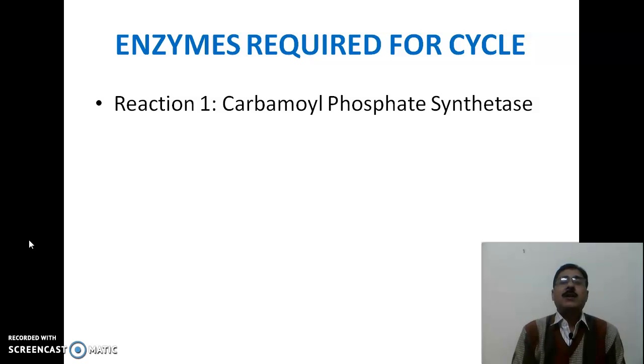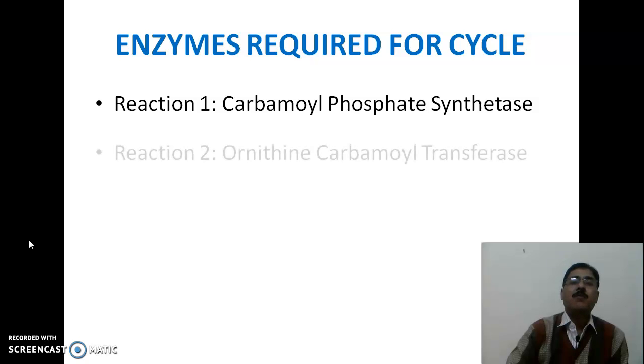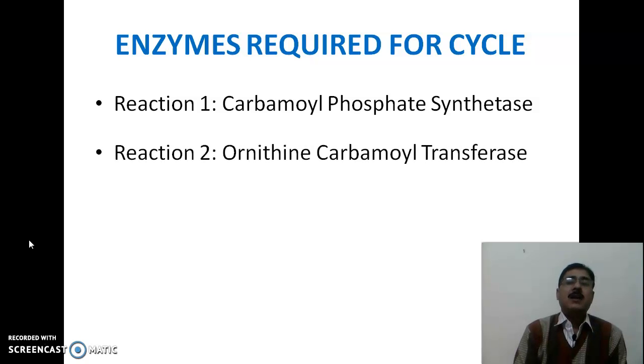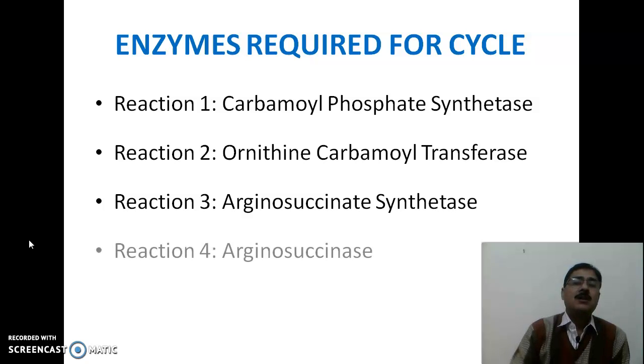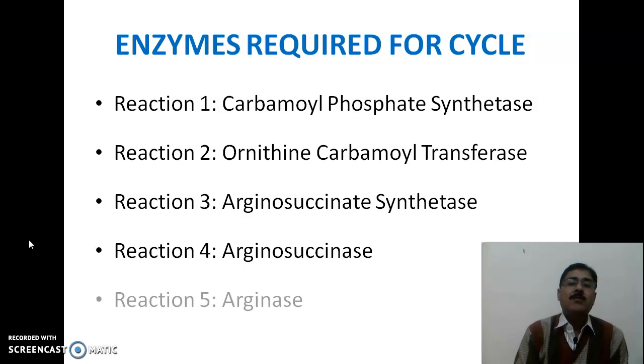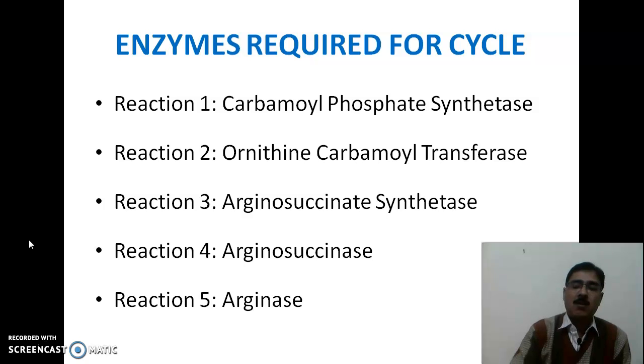So reaction 1 is the formation of carbamoyl phosphate, which is catalyzed by carbamoyl phosphate synthetase. The second is ornithine carbamoyl transferase, that is the formation of citrulline. Third is the formation of arginosuccinate in presence of arginosuccinate synthetase. Reaction 4 is arginosuccinase, responsible for cleavage of arginosuccinic acid into arginine and fumaric acid, and then arginase for the cleavage of arginine into urea and ornithine.